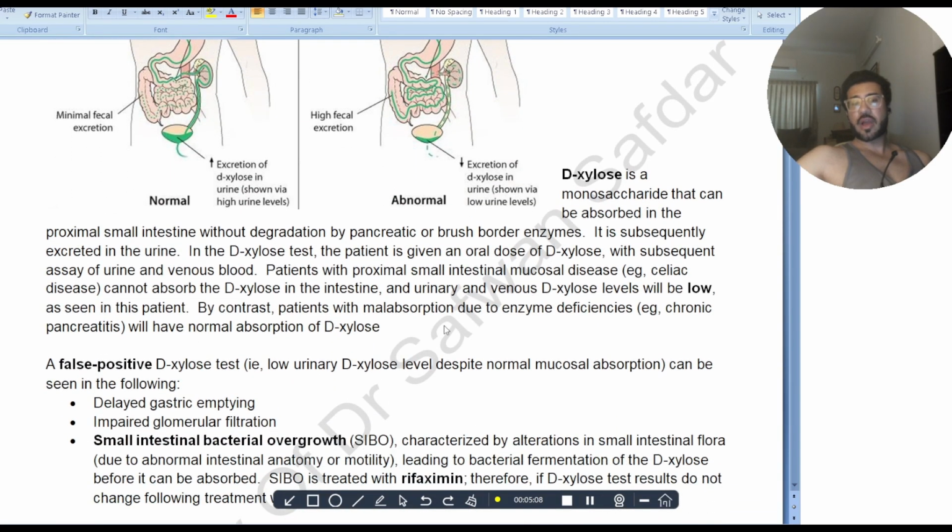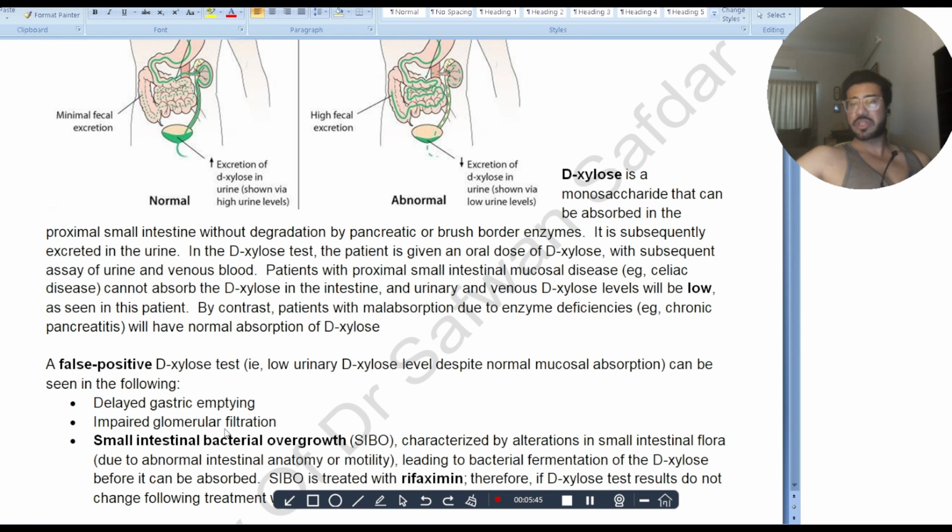A false positive occurs in small intestinal bacterial overgrowth because the mucosal lining is just fine, but the bacteria just degrade it. So you get a false positive. You get the notion that there must be an absorption disorder when in reality there is no absorption disorder, it's just bacterial overgrowth. Similarly, delayed gastric emptying like gastroparesis also gives a false positive, where you get low levels and you feel like there is inadequate absorption from the GI tract, whereas the GI tract is just fine. That is termed a false positive.